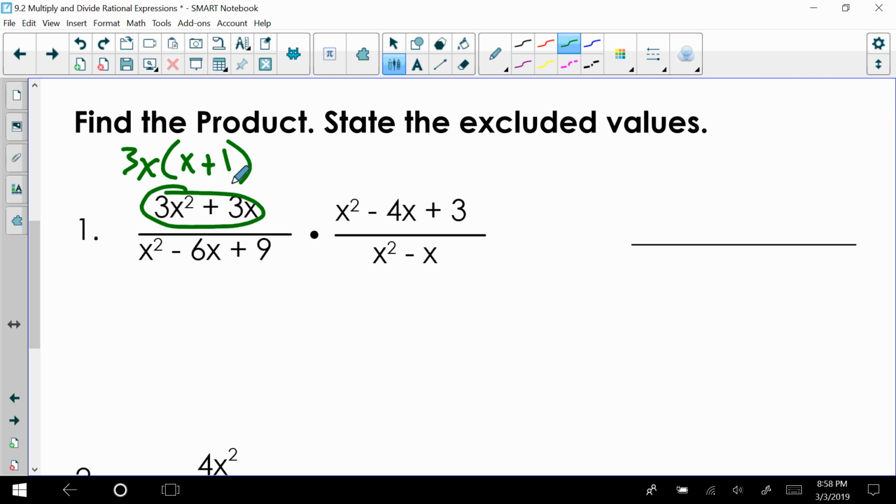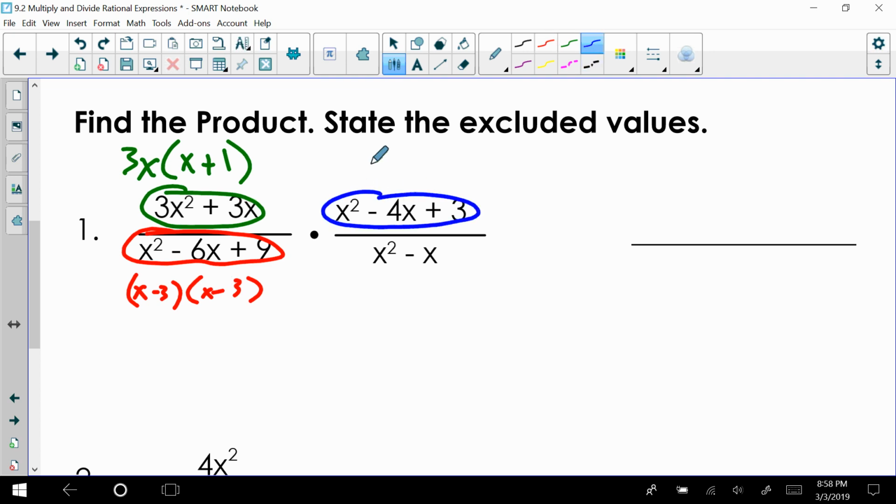Again, same type of stuff going on here. I'll try to use a different color if I can for each one. This, I'm trying to factor that. That would be x, factors of 3 or of 9 that add to 6. I think that's 3 and 3. Both have to be the same sign, so they're both negatives. This, okay, draw it, x, factors of 3 that add to 4. Oh, 3, 1, both have to be negative.